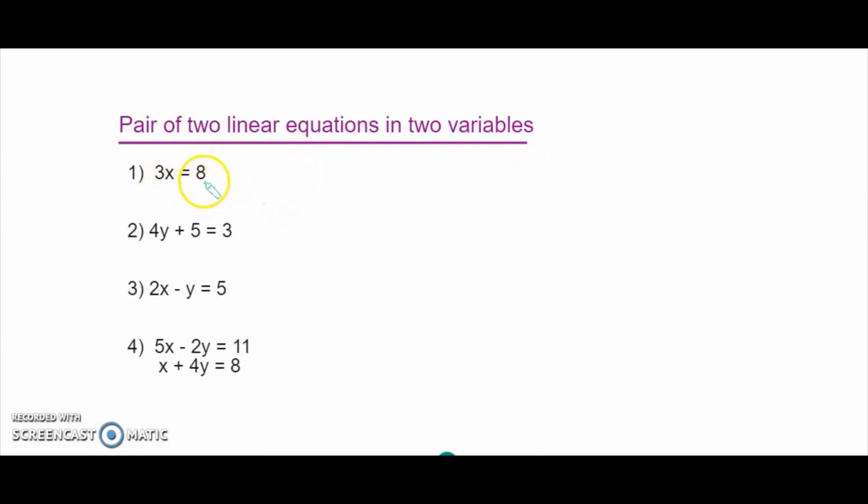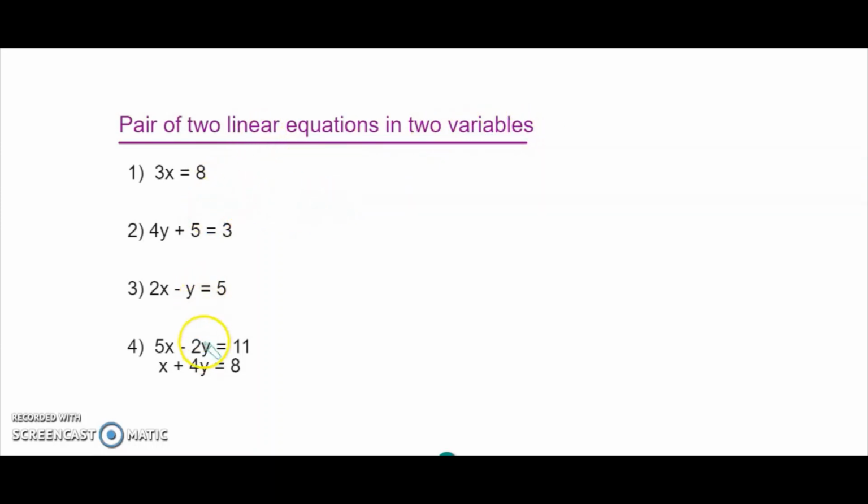Like we have here 3x equals 8 or 4y plus 5 equals 3. So these are algebraic expressions which are having equal to sign. They are called the algebraic equations. Now if you see the heading, it says pair of linear equations. That means we should have two equations and they should be in two variables.